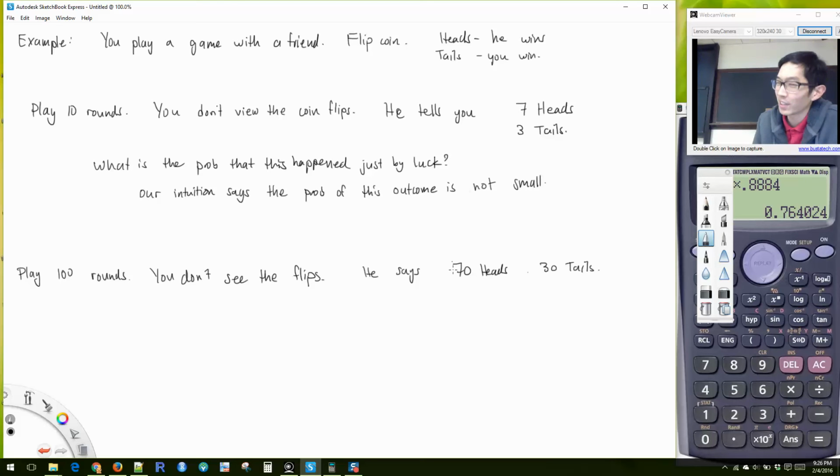But this time, getting 70 heads, that feels a little bit too bizarre, right? So we say, you know, what's the probability of getting 70 heads just by pure luck? What do you think? Is it technically possible that he got 70 heads just by pure luck? Technically it's possible, but something tells us that it's very highly unlikely, right? So, what is the probability of getting 70 heads just by luck?